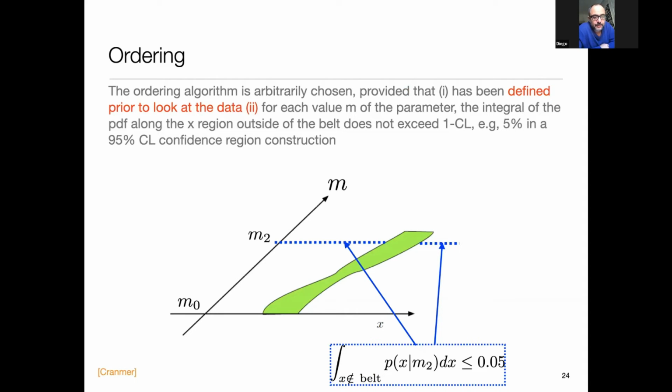From the mathematical point of view, the only requirement is that the region of the data outside of the band should sum up to 1 minus the chosen confidence level. So if I'm doing a 2 sigma region here, I want the region outside of the band to be equal or smaller than 5%, for instance.